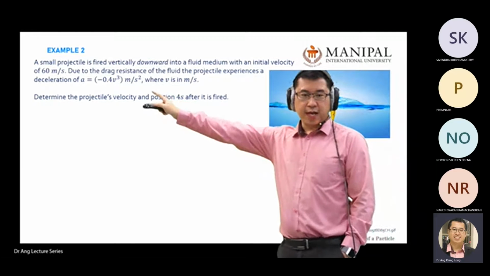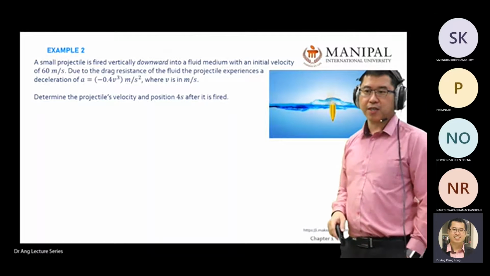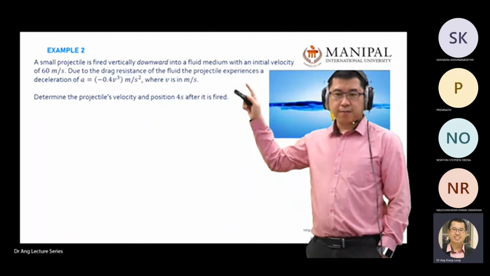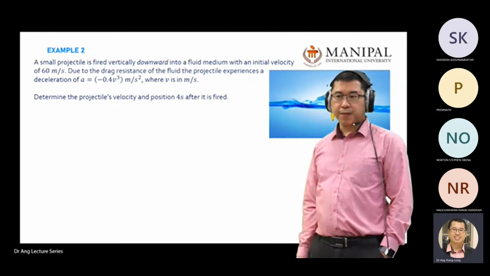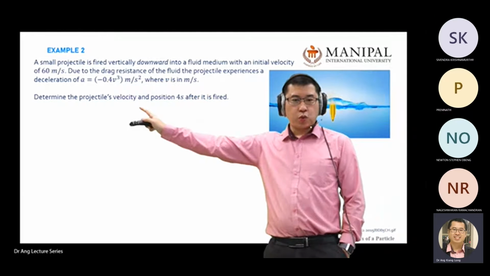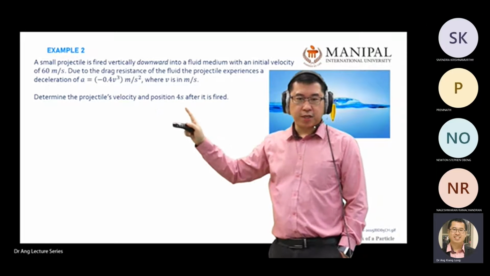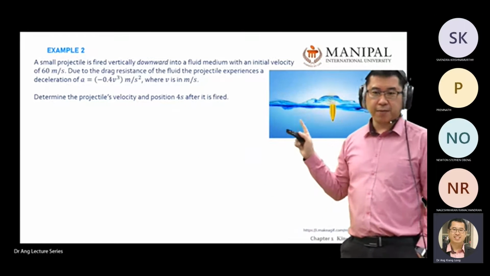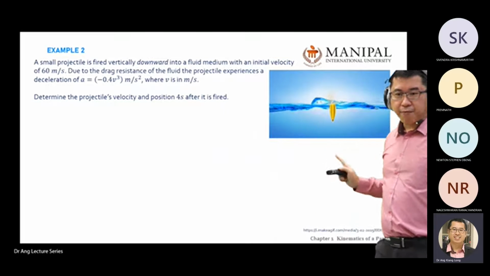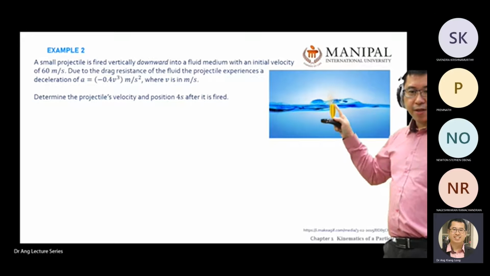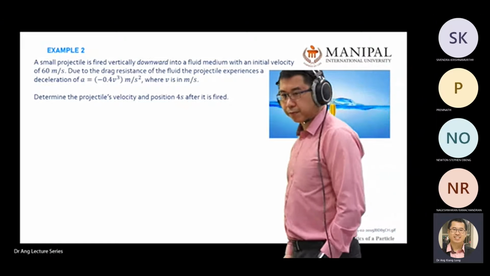deceleration. A equal to minus 0.4 V cube meter over second square, and your velocity is in the unit of meter per second. It asks you to determine the projectile velocity and position 4 seconds after it's fired. Means 4 seconds from this position, it goes down. So at 4 seconds over here, what is the velocity and displacement when it fired?